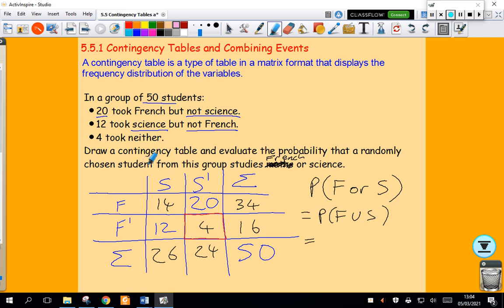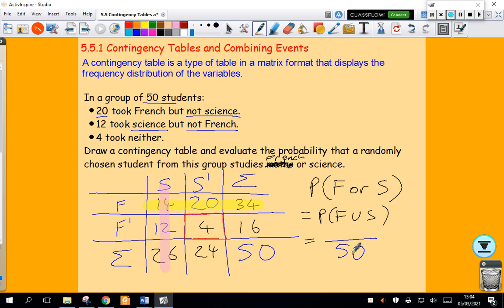which will be along this row here. There are 34 students. I count all the students who took science along this column, 26. Notice I've counted those 14 twice. The probability of any event is the number of ways that event may occur divided by the number of total outcomes. For a randomly chosen student taken from this group, the number of total possible outcomes is 50. There are 50 possible ways I can choose a student from this group.